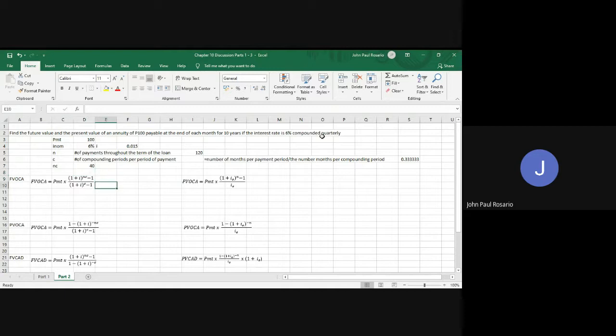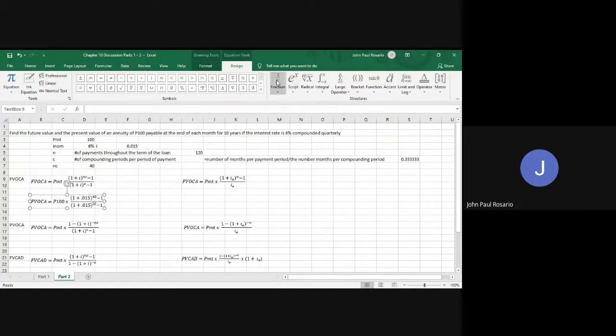With that in mind, let's solve our FVOCA by substituting our values here. Our payment is 100 pesos. Our I is 0.015. Our NC here is 40. And on the lower part, again, our I is 0.015, while our C is the fraction 1/3.